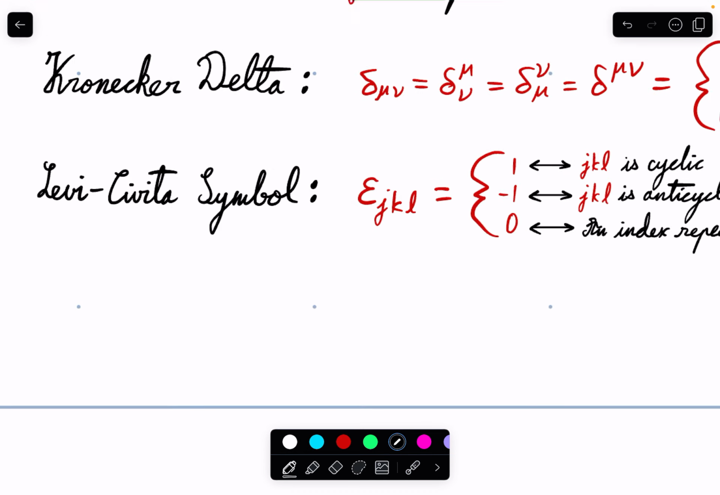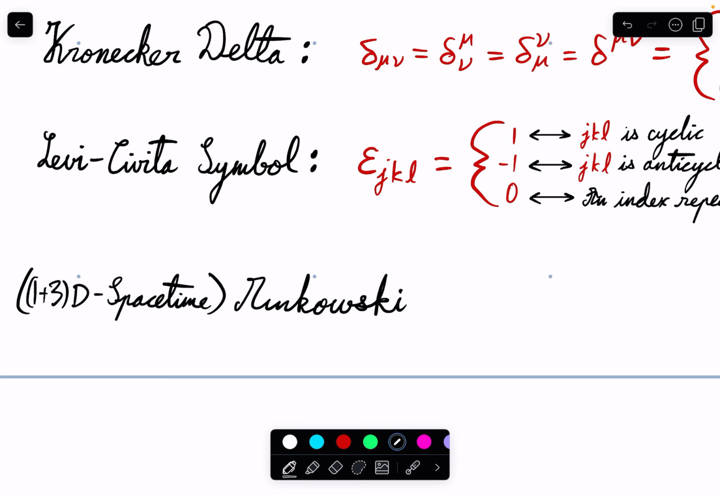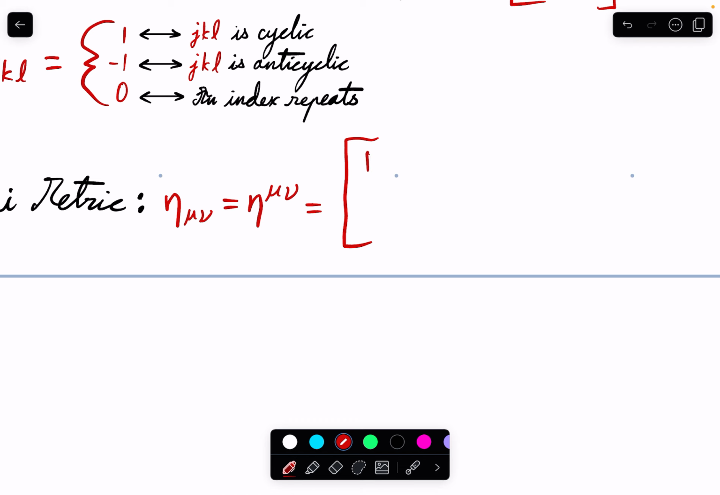There's also, in 1 plus 3 dimensional space-time, the Minkowski metric, which is written eta mu nu, and it is a 4 by 4 matrix: 1, -1, -1, -1, and then zeros everywhere else.